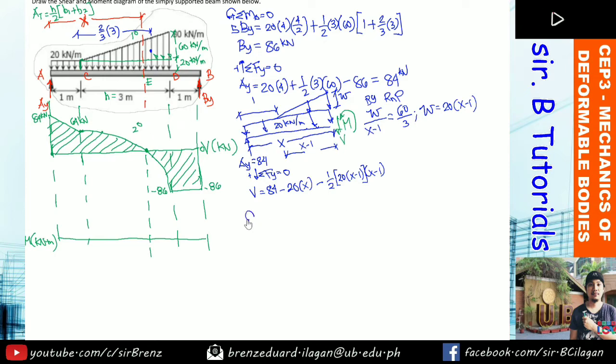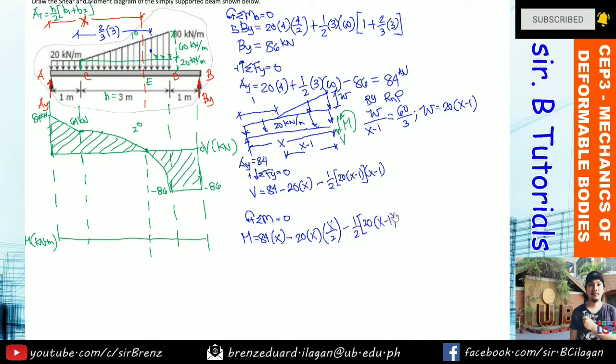And for the moment, just take the summation of moment about the section portion. So M is equal to, for the reaction of 84, multiplied by the distance of x, and then minus, what I will do is copy the previous one and then just add the perpendicular distance. Minus 20x, this is the force, and then its distance is just half of x, right? Because it's just a rectangle. And then minus this triangle, 1/2 of 20 times x minus 1 times x minus 1.